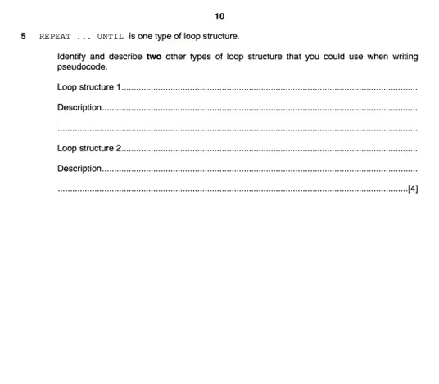So now we're on to question 5, and it says repeat until is one type of loop structure. Identify and describe 2 other types of loop that you could use when writing pseudocode. So they use pseudocode again because there's different languages you can use for this exam, so you don't have to learn one specific one. So the first loop structure is a for loop.